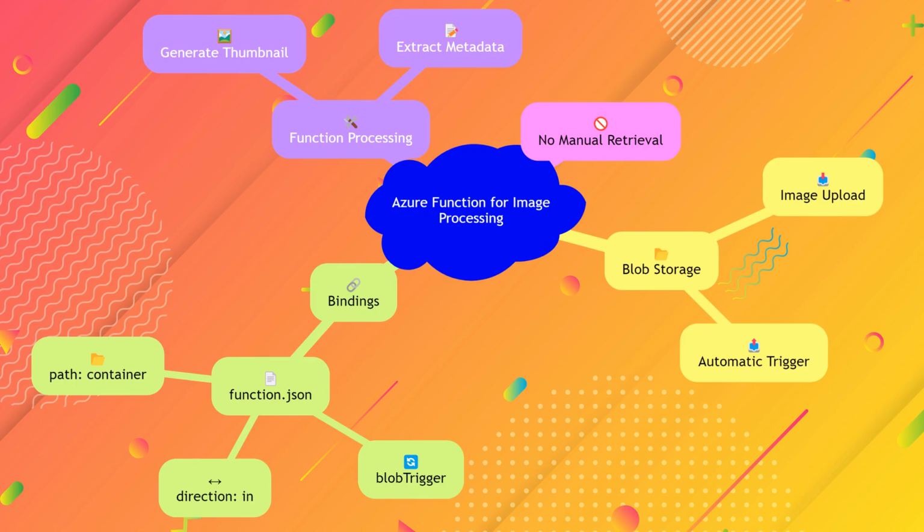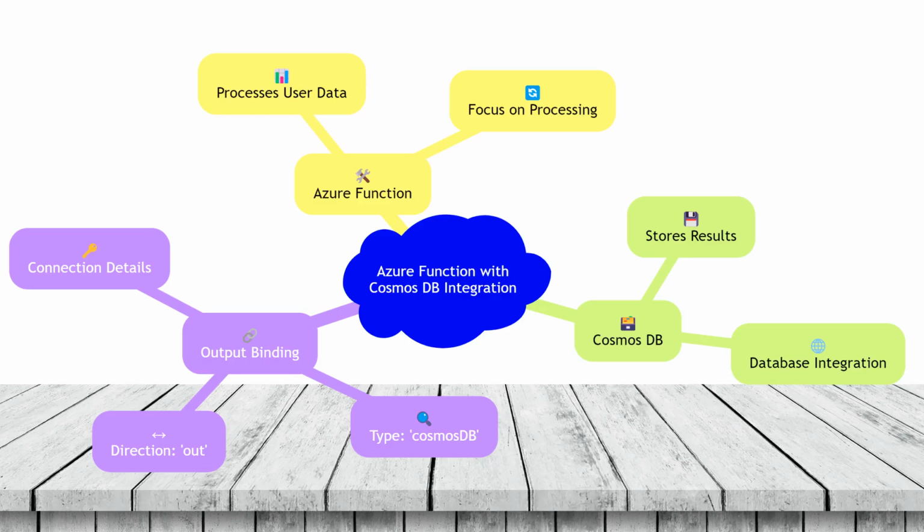Imagine an Azure function that processes user data and stores the results in a Cosmos DB database. An output binding can be configured to automatically save the processed data to Cosmos DB. The function.json file would include a binding with type Cosmos DB, direction out, and the connection details for the Cosmos DB instance. This allows the function to focus on processing the data, while the output binding handles the complexities of database integration.